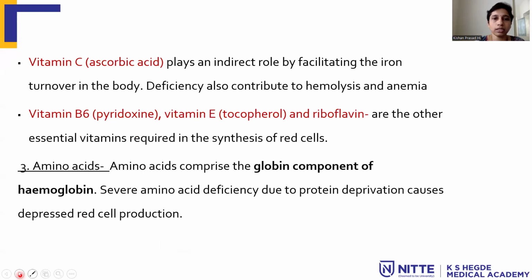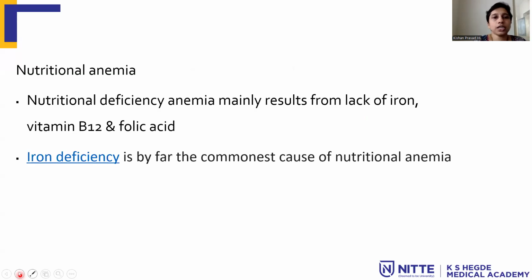Vitamin B6, that is pyridoxine, vitamin E or riboflavin are the other essential vitamins which are required for synthesis of the RBC. Third group is amino acid. As we know, the globin component of hemoglobin is nothing but protein, and proteins are made up of amino acids. So severe amino acid deficiency because of protein deprivation can lead to decreased red cell production. In nutritional anemia, the most common causes are lack of iron, vitamin B12, and folic acid. Among these three, the commonest form of nutritional anemia is iron deficiency anemia.